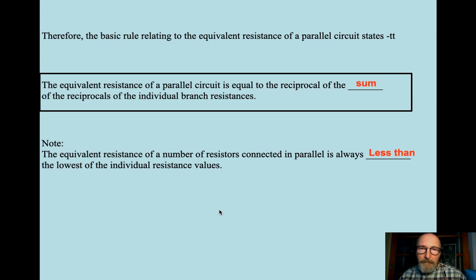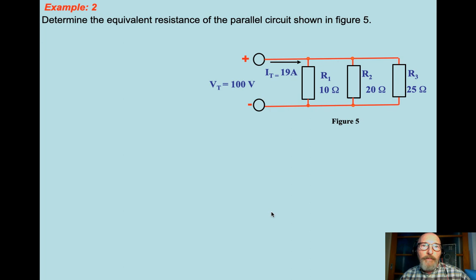All right, let's do some calculations. Determine the equivalent resistance of the parallel circuit shown in figure 5. Well, we can work this out a few ways. The Req, we can go 1 on 10 plus 1 on 20 plus 1 on 25 equals the answer, 1 on the answer, and then we can do it that way.